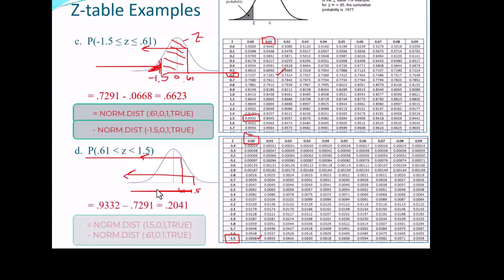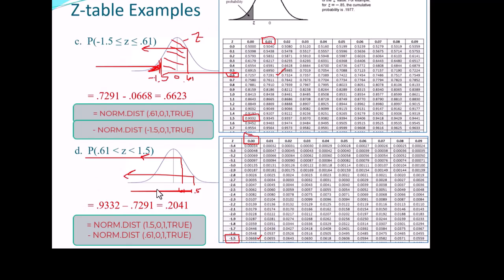And again, let's see what we look at in Excel. We're going to subtract. We're going to use a norm.dist function twice. You get it for your biggest number first, and the biggest z-score here was 1.5, the smallest z-score is 0.61.